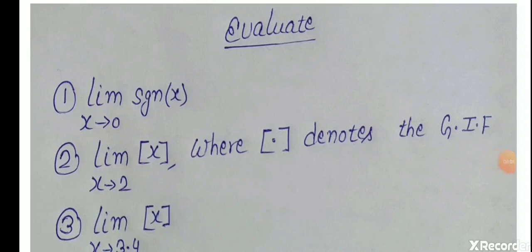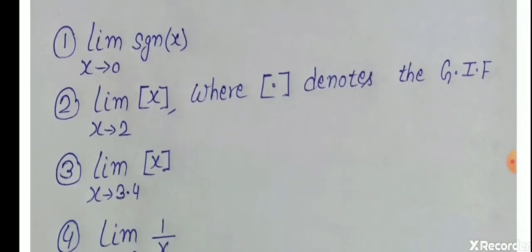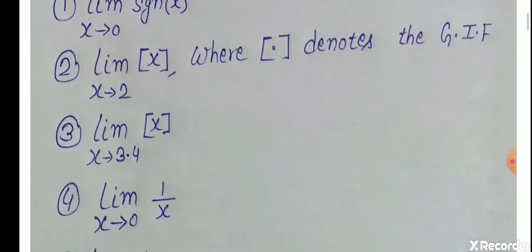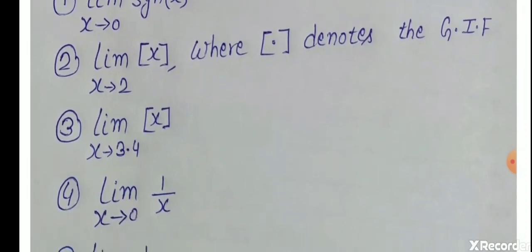In this particular video, I am going to discuss some questions of limit. First one is limit sgn x as x tends to 0. Second one is limit greatest integer function x tends to 2. Third one is limit greatest integer function x as x tends to 3.4.